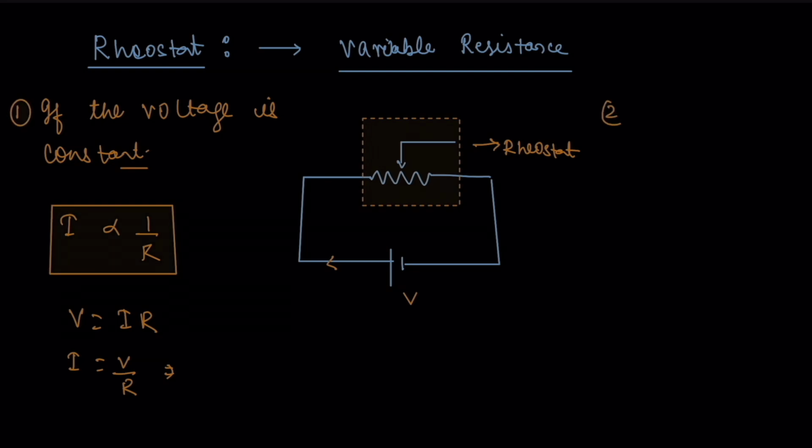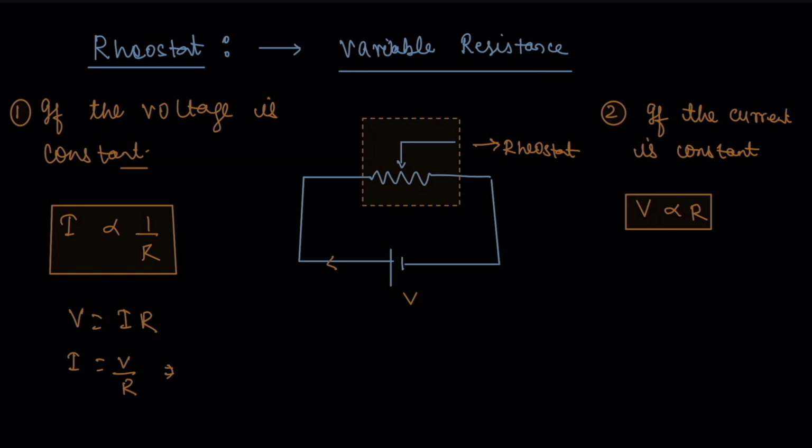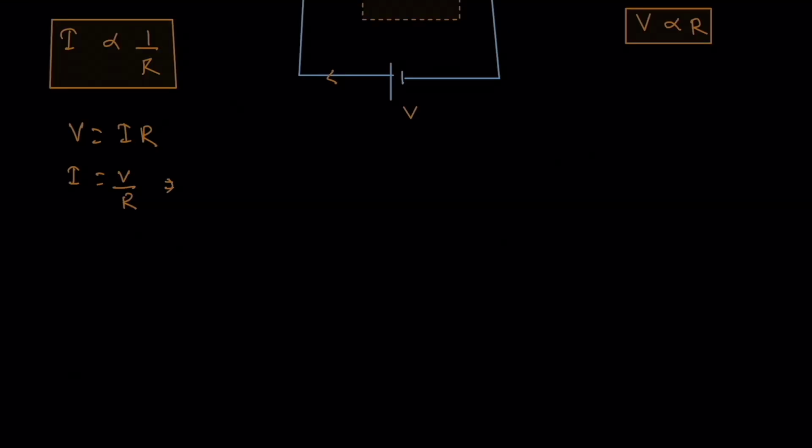Suppose we want the same current. If the current is the same or constant, then in this case V is directly proportional to R. It means that if we increase the resistance, then we have to increase the voltage. So Ohm's law, in short, we can say that it's a relation between voltage, resistance and the current. So we can note it down.